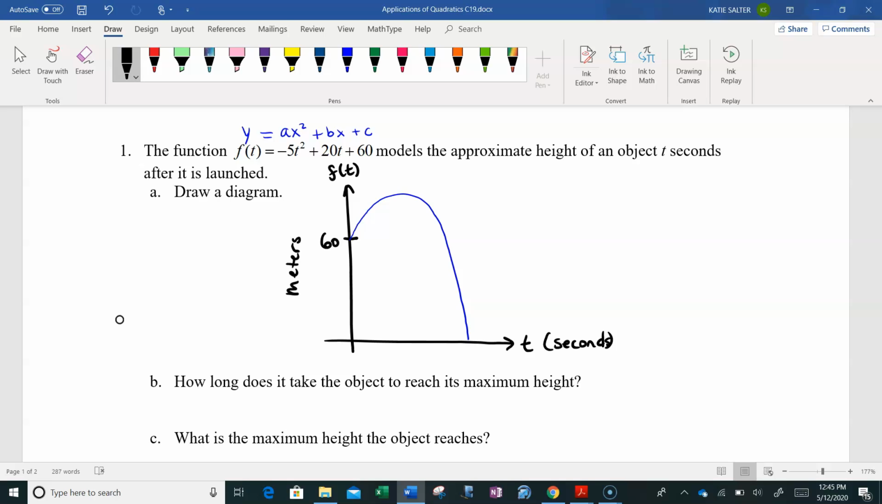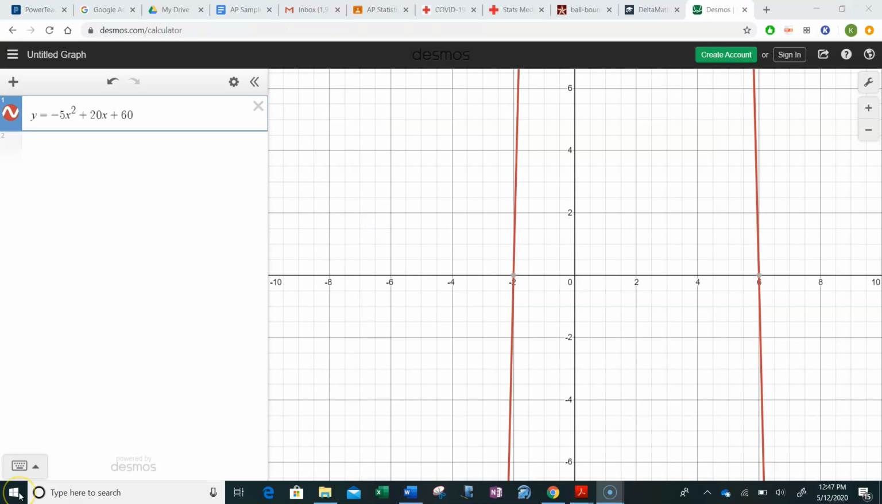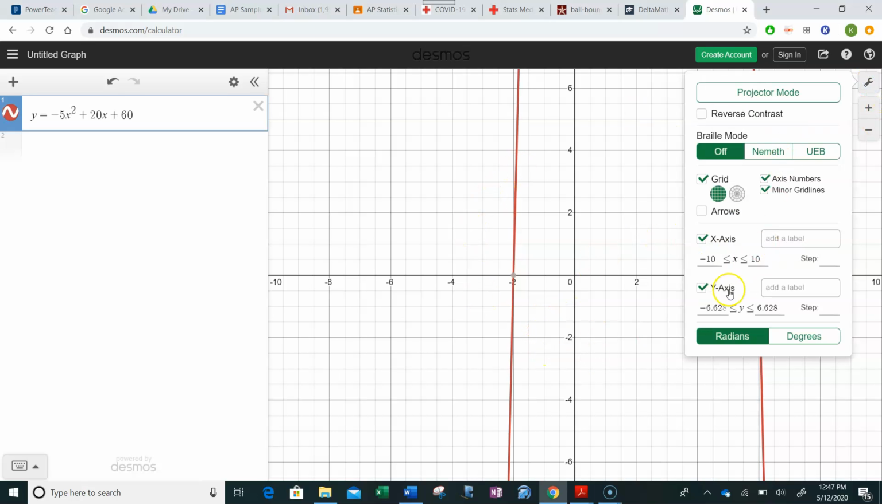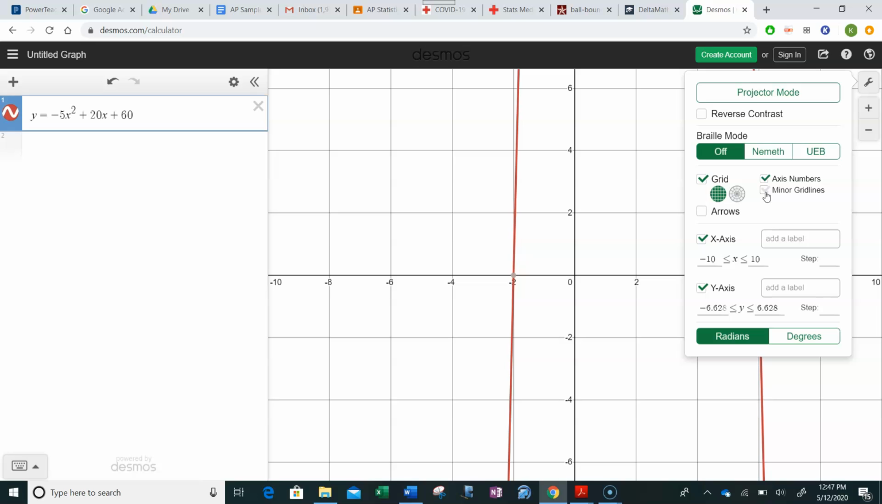All right, to be able to answer the next set of questions, there are lots of algebraic ways we can do it, but we are going to use our technology. So we're going to use Desmos to answer this. Okay, so I've just gone into Desmos and I've typed in y equals negative 5x squared plus 20x plus 60. Obviously, I can't see everything I want to see, so I'm going to go in here and manipulate my window. So I'm going to cut off those minor grid lines.